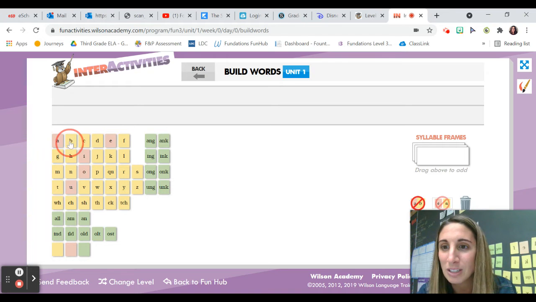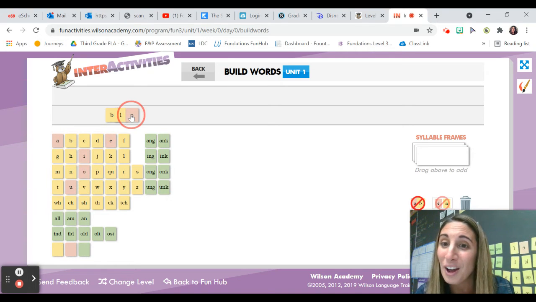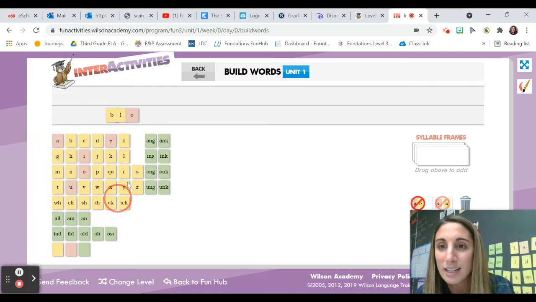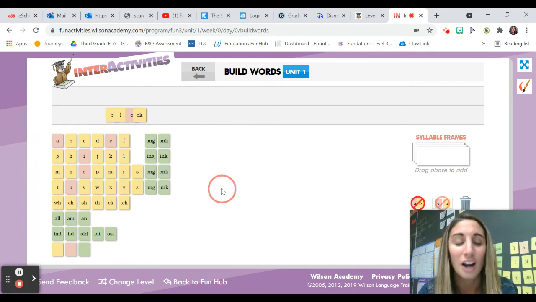Okay, let's see how you did. B-L. There's our nice blend. Here's our short vowel. O, ah, B, ah. What goes then? If it's right after a short vowel, you should be getting the hang of this for sure. CK. Correct. Block. All right, I'm going to test you again.